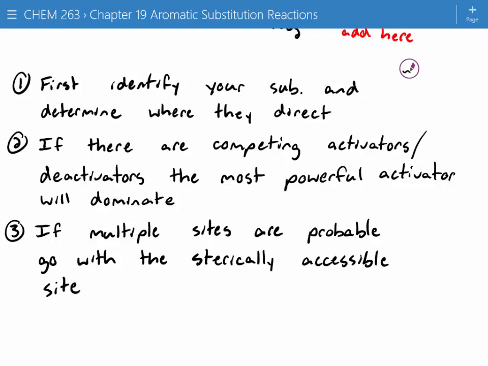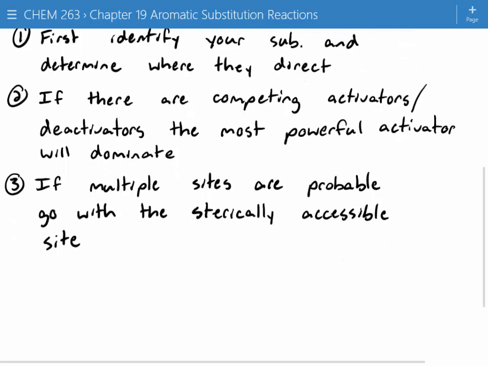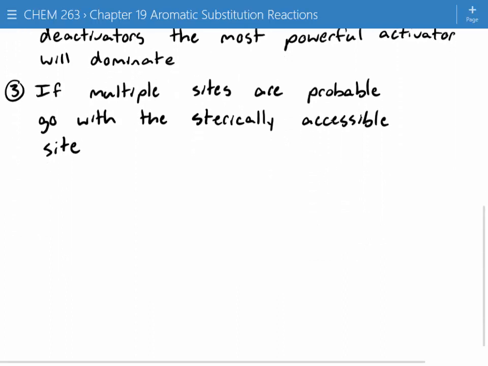That means if we have two positions that are equal probability based on ortho-para directors, the attack will occur at the one that's least crowded, essentially. So sterics will win out in that case. And so let's take an example and kind of work through this using this rationale.